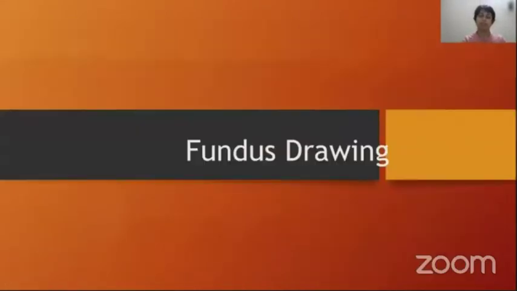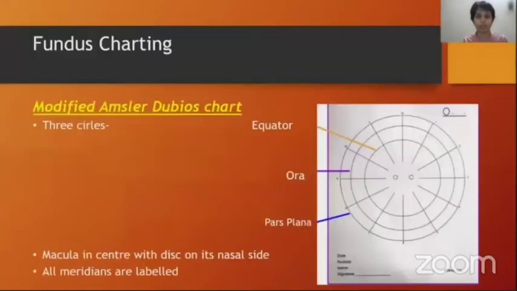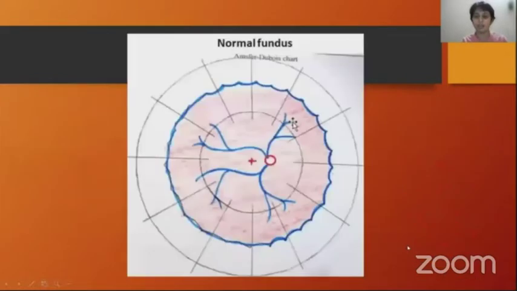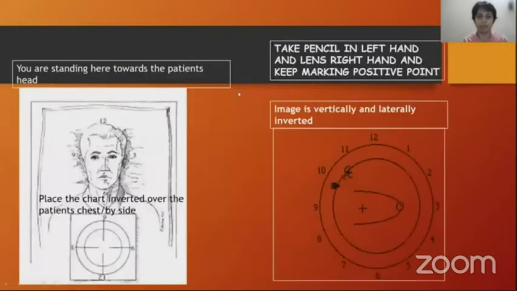So how do we transpose this onto the fundus chart or the fundus drawing? It is done on the Amsler-Dubois chart, which has 3 lines: the equator, the second is the ora, and the third is the pars plana-pars plicata junction. You have 2 circles for macula and disc, interchangeable for the right and the left eye. The ora is narrowest nasally. Also, the dentate processes are more marked on the nasal retina, and this has to be put on the chart. Normal fundus: see the dentate process marked on the nasal retina.